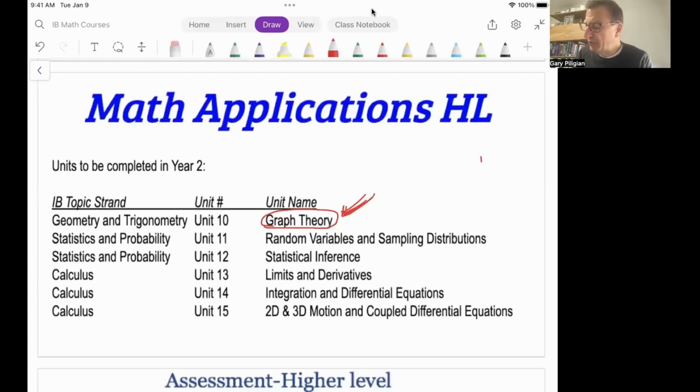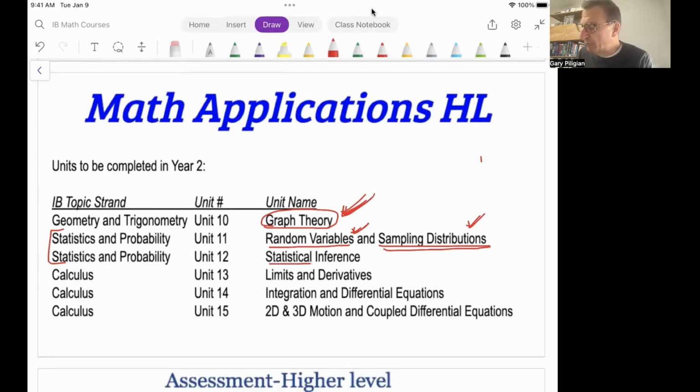All right, then we get into the guts of what makes this course what it is. The next 2 units are on statistics and probability. The first unit is kind of a precursor unit on random variables. That is in the IB curriculum. And then we're also going to talk about sampling distribution models. While that's not technically in the IB curriculum, you really can't understand statistical inference without having a good idea about sampling distribution models. So that's why we've put those together.